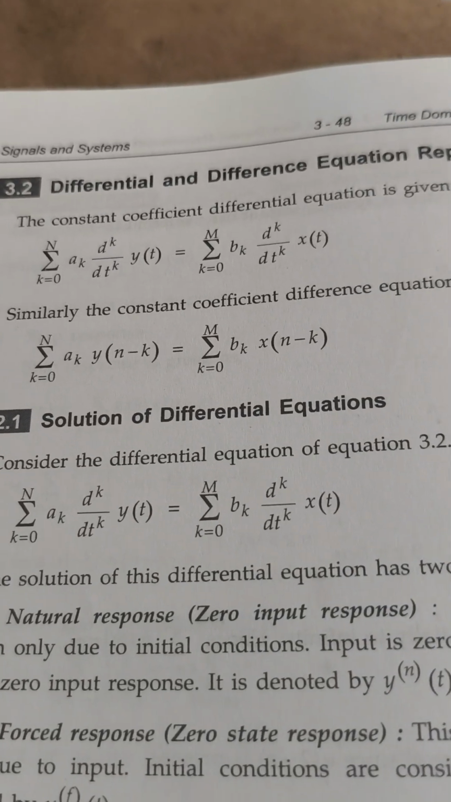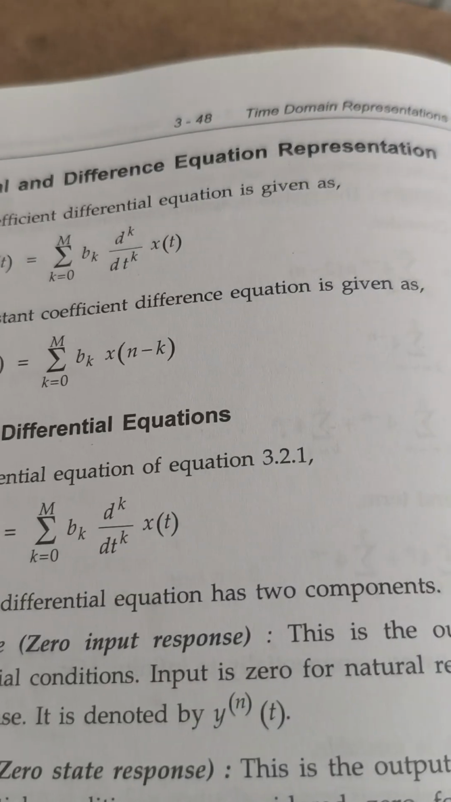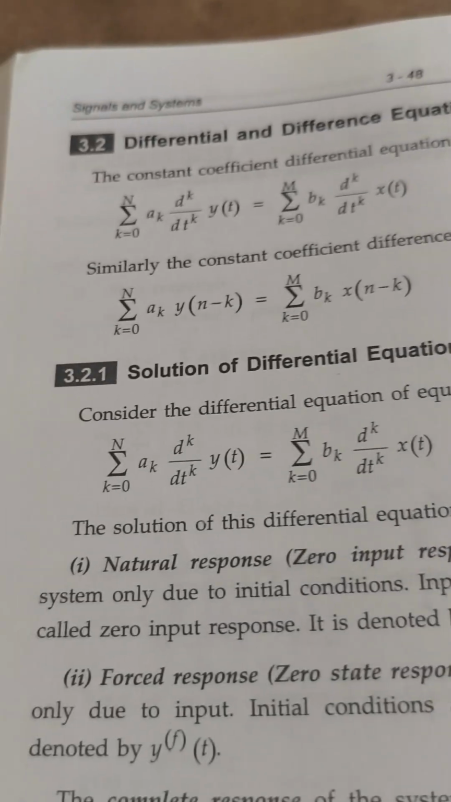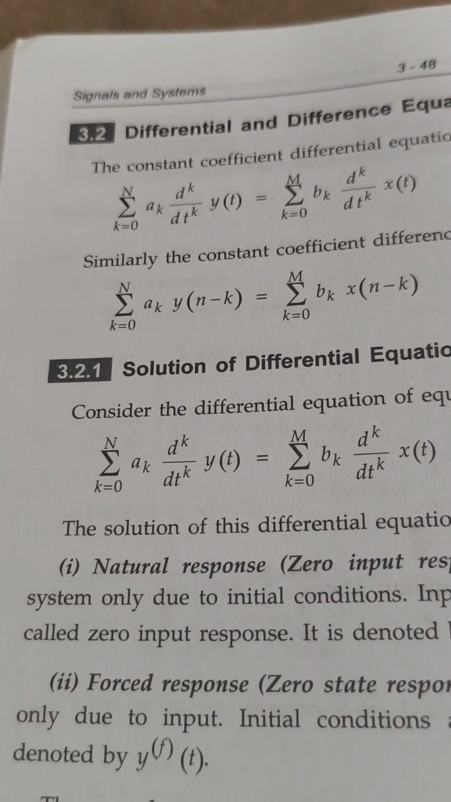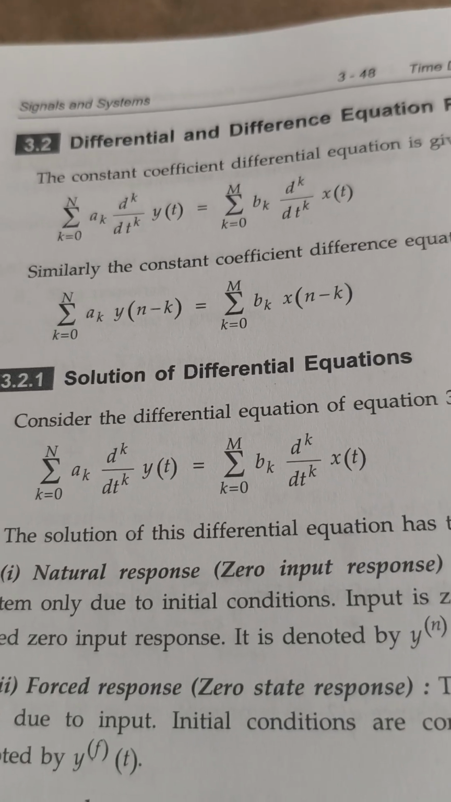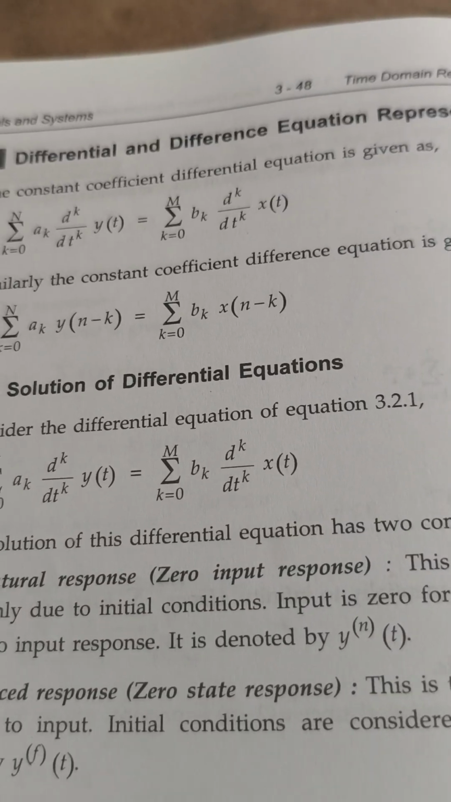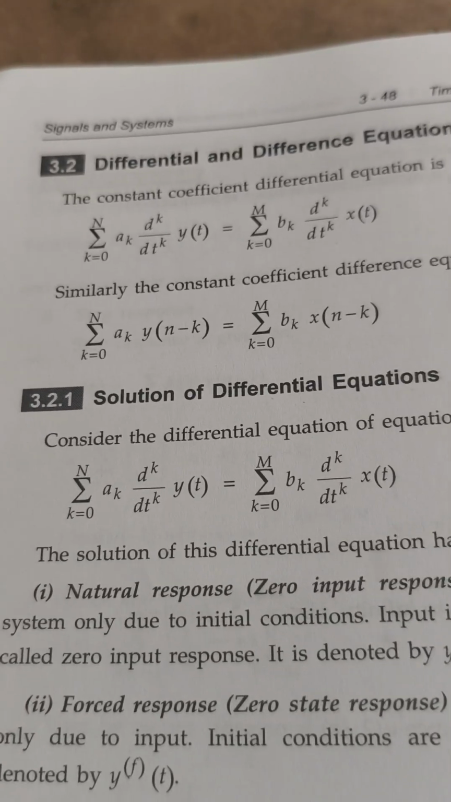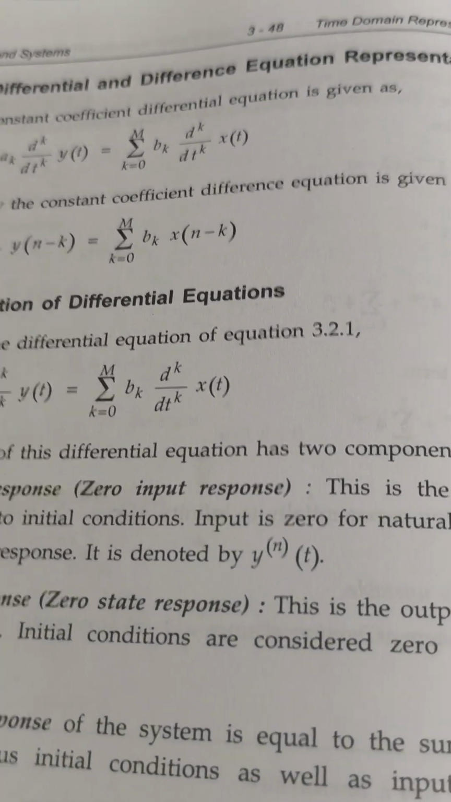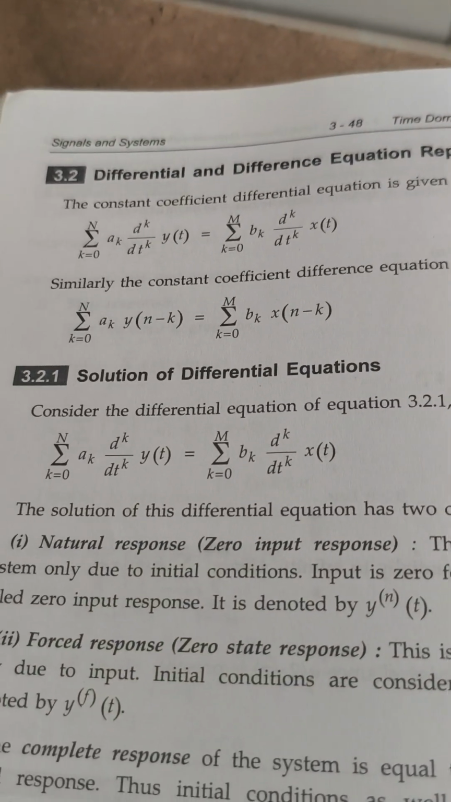Similarly, we can represent the constant coefficient difference equation. The difference equation is given as summation k equal to 0 to n, a_k y[n-k], equal to summation k equal to 0 to m, b_k x[n-k]. This is the difference equation, and the one above is the differential equation.